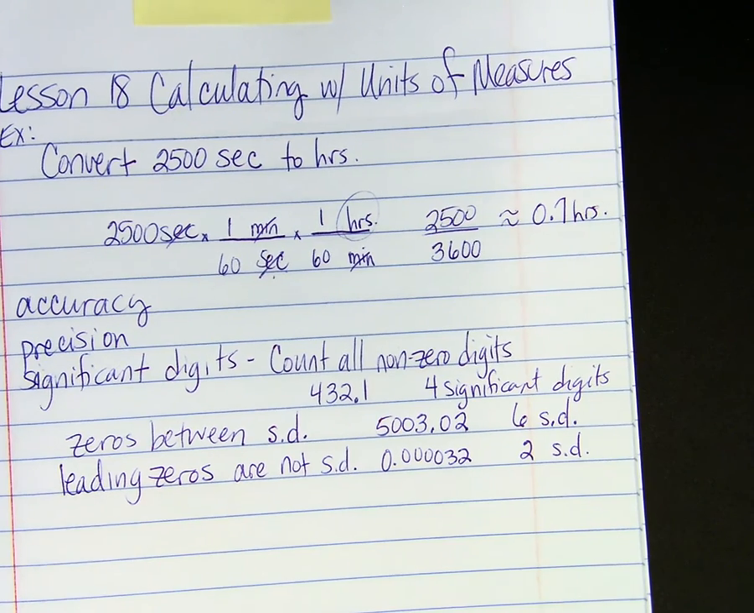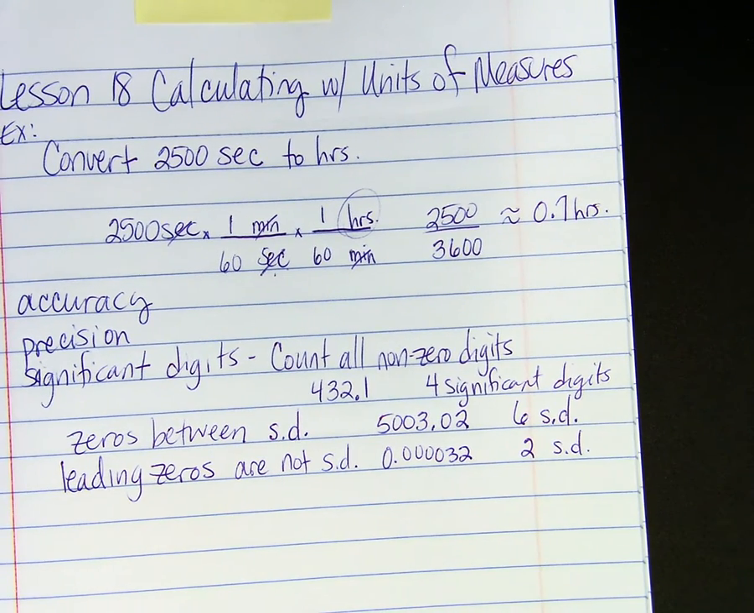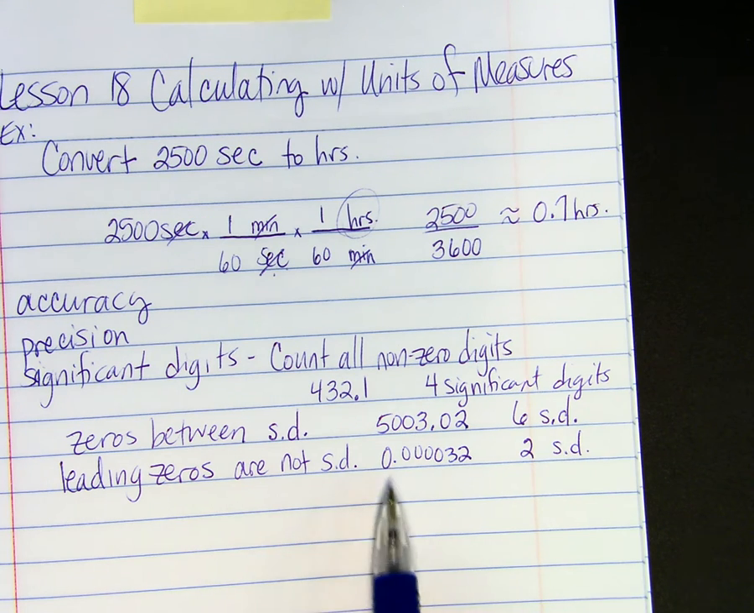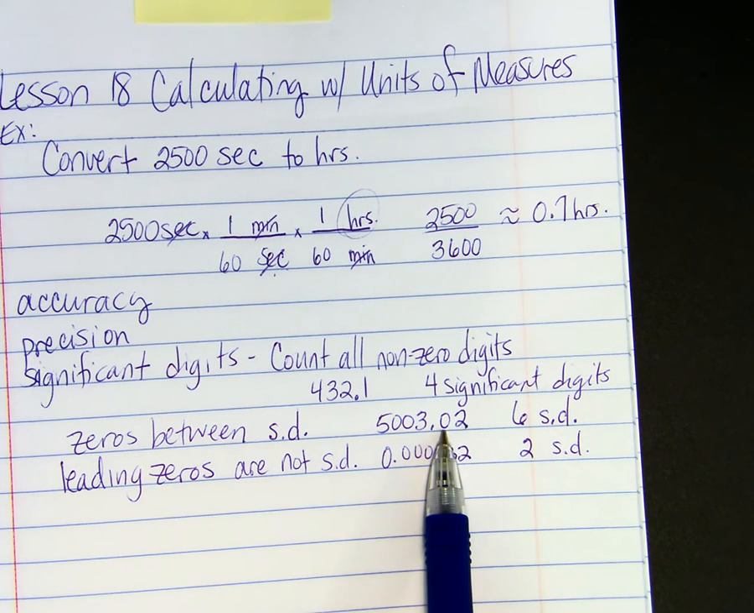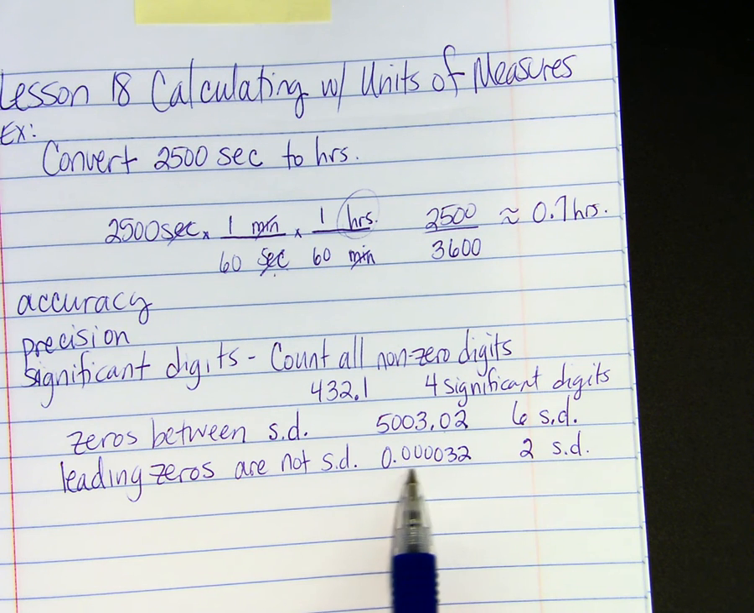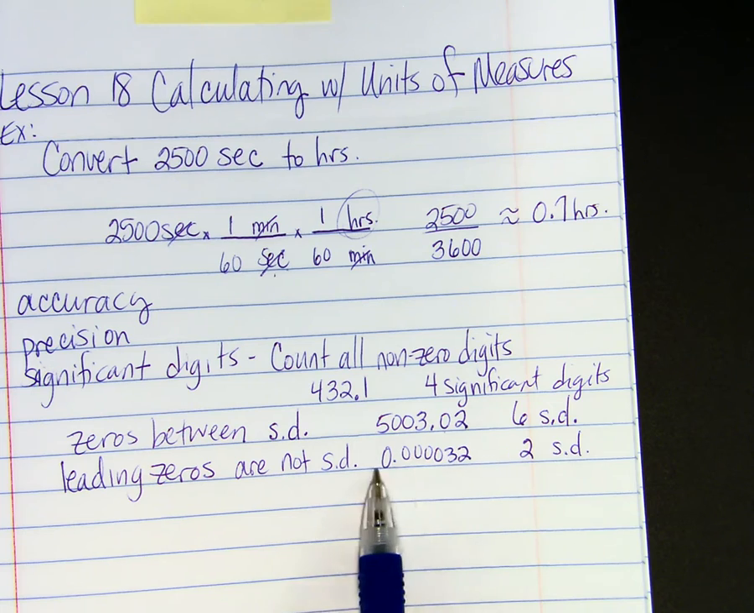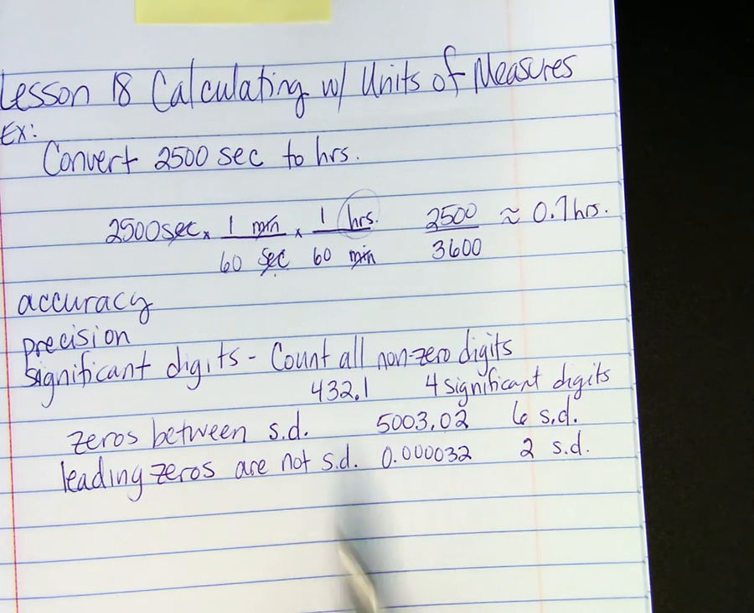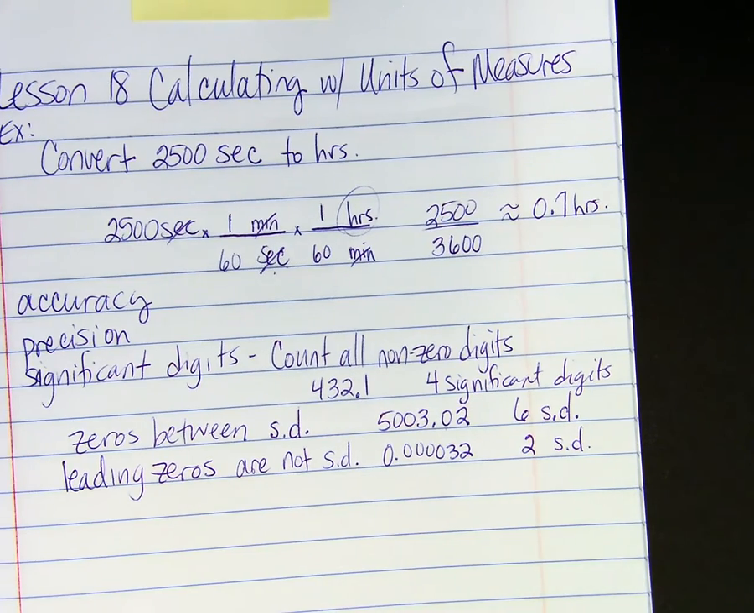So with the 5,003.200, you counted that 0 right after the decimal point as a significant digit, right? Yes. But in the other one, all those other zeros before the 32, you didn't count as significant digits. That's because there's no significant digit before them. This 0 is between 2 significant digits. These are not. They're all leading zeros? Okay. Yeah.